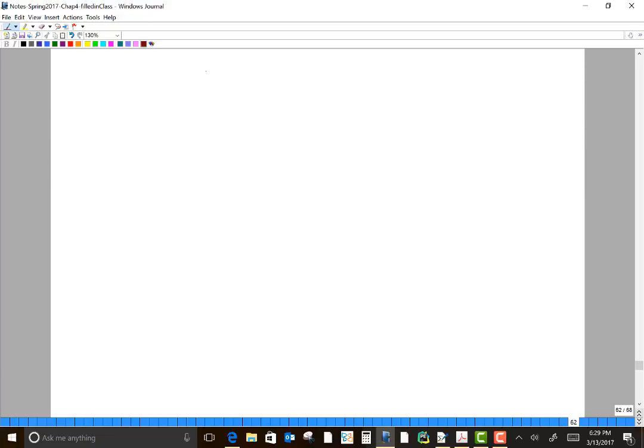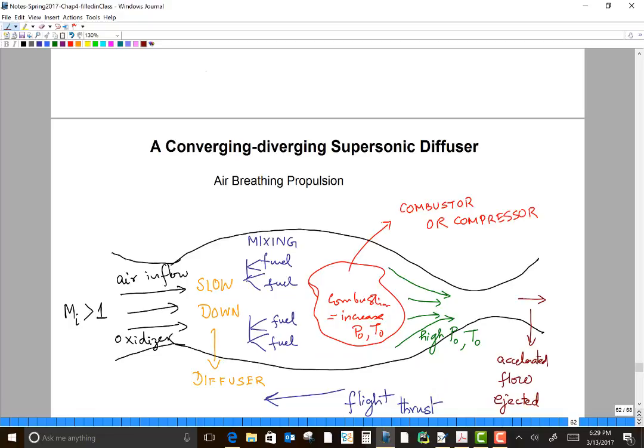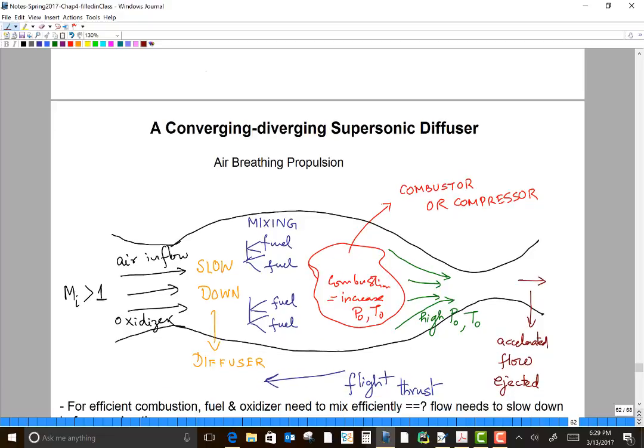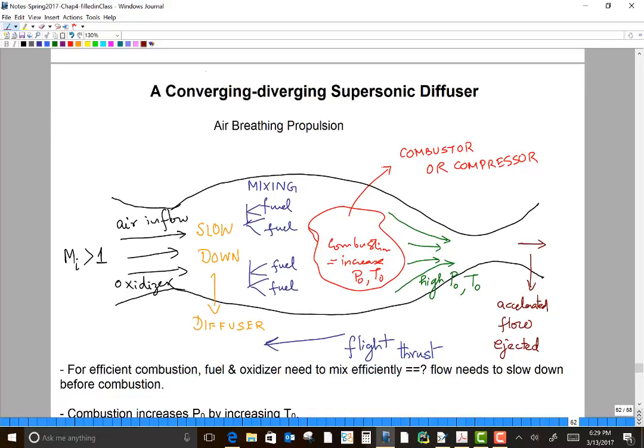There's a little bit more discussion on diffuser flows. The basic idea of a supersonic diffuser is that the aircraft is traveling at supersonic speeds, so you have air coming in. This is mainly an application in air-breathing propulsion. You have supersonic flow coming in because the flight is moving at supersonic speeds, and combustion cannot happen at supersonic speeds, so the flow needs to slow down. The key idea of a diffuser is to slow down the flow such that you retain most, if not all, of the energy.